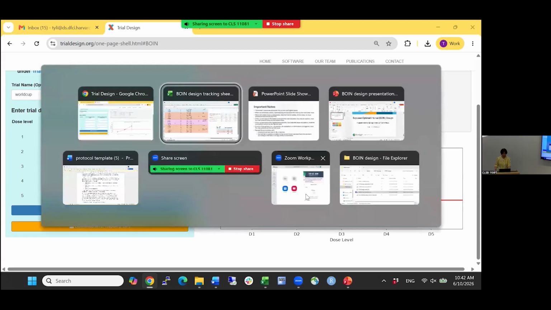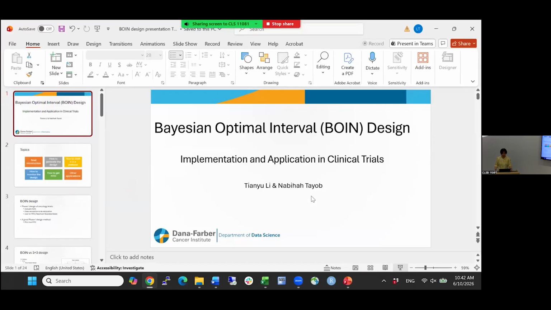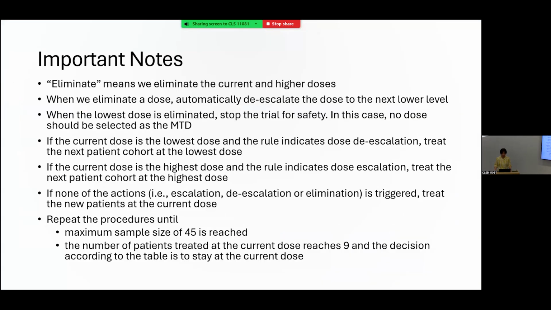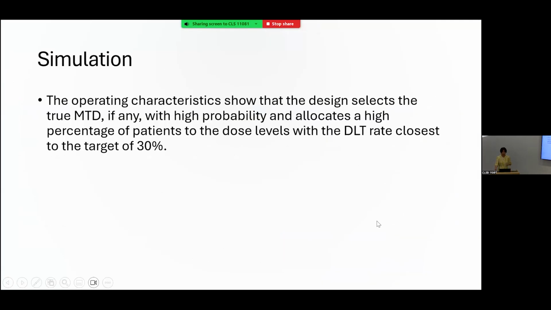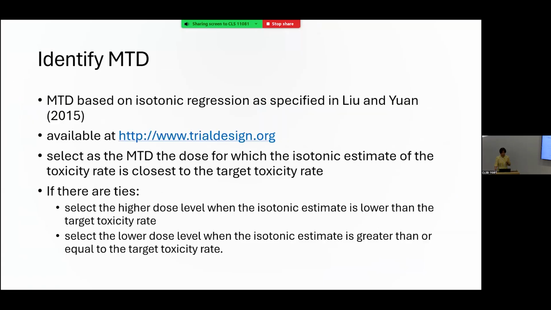Okay, so that's all for the single-agent DLT, from the beginning to the end. Now we have our DLT. Usually based on this DLT, combined with other information, we can get a decent dose level we can use for the phase 2 design.